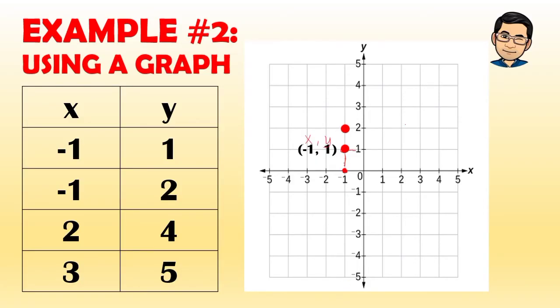Second one, negative 1, 2, of course. And then 2, 4. Finally, 3, 5. So, kitang-kita nyo, itong dalawang magkatapat na points na to, ito yung umulit. Kaya naging not function siya. So, dapat, kapag function siya, ulit, isang x value lang ang nagko-correspond sa isang y value. Sana wag nyong makakalimutan.